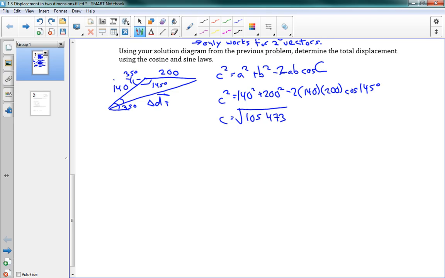Okay, so that means that c is equal to 324.8 meters. Okay, so that gives us the value of our displacement. We've been using c, but really c was representing our total displacement. But we don't actually know the direction yet. So we need to do some more math. This has just given us the magnitude.